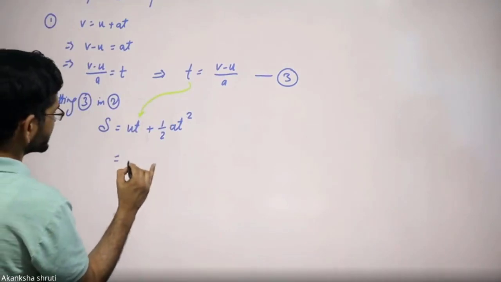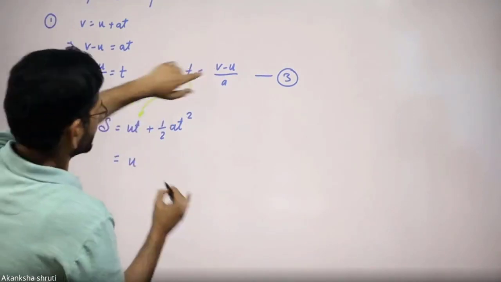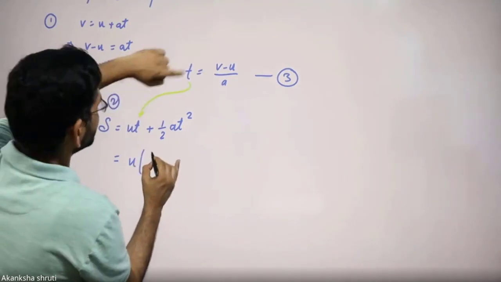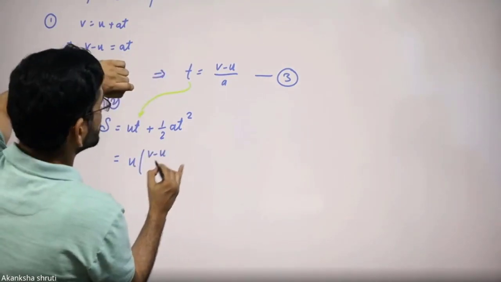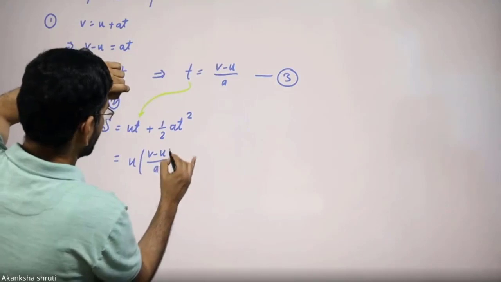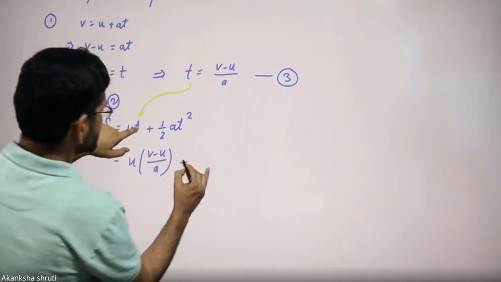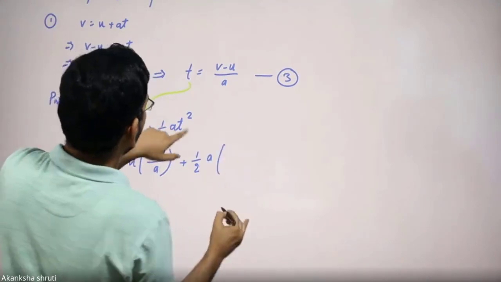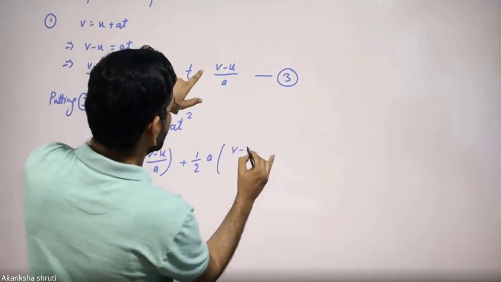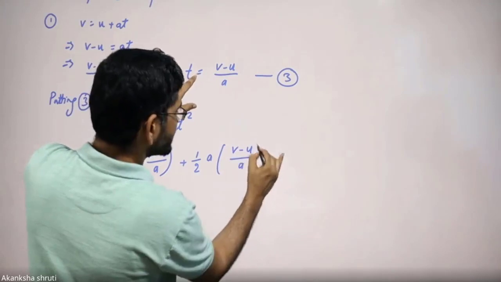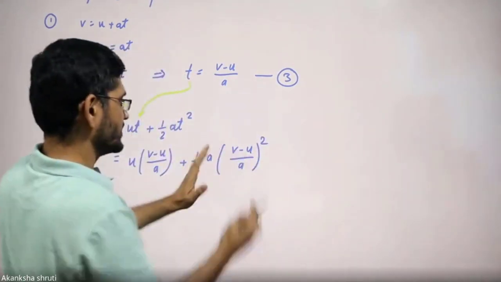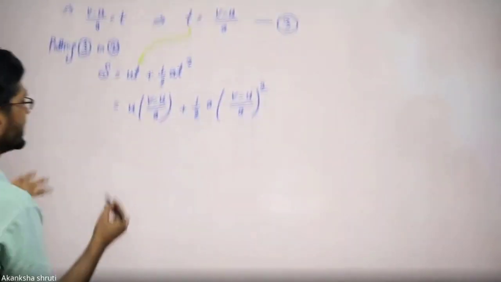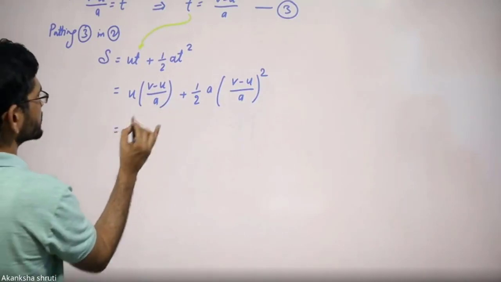Therefore, it gets converted into u. In place of t, we are going to put (v minus u) by a, plus half acceleration a is there. Our t is (v minus u) by a. There a square we have to do. Keep in mind, the second bracket is your square. Now we have to solve or simplify this.